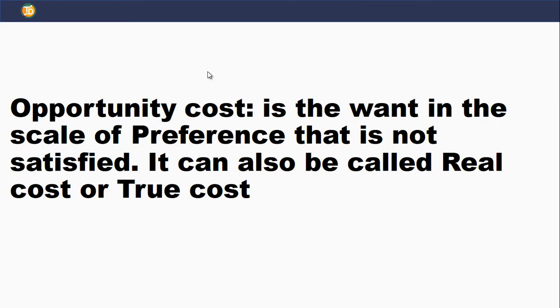The next is opportunity cost. Opportunity cost is the want in the scale of preference that is not satisfied. So opportunity cost refers to a foregone alternative. Another name for opportunity cost is real cost or true cost. So opportunity cost simply means what you forego in order to satisfy a want.